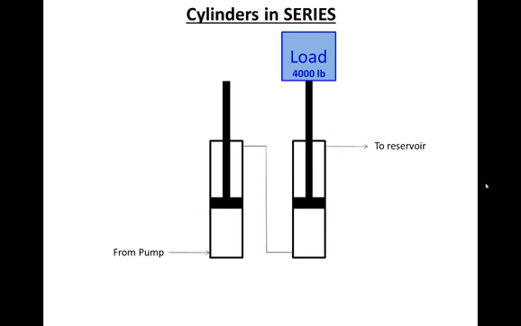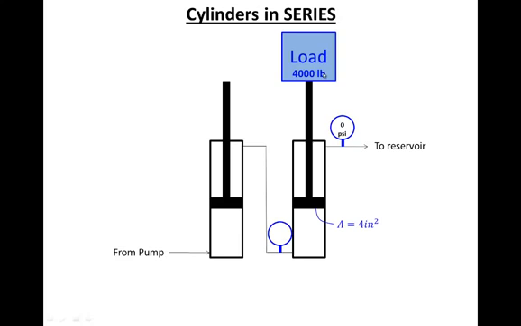Now let's take the load on these cylinders and place it on this side instead of this side to see what happens. Again, 0 psi will build up in this line because we're assuming no restriction in the line that goes back to the reservoir. What about the pressure in this line? It certainly can't be 0. Pressure will have to build to overcome this load, this 4,000 pound load.